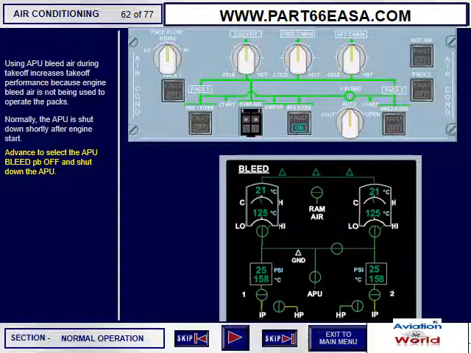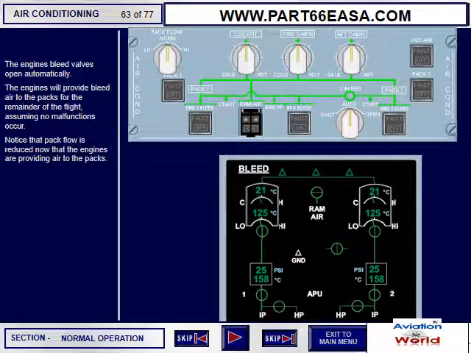Advance to select the APU bleed push button off and shut down the APU. The engine's bleed valves open automatically. The engines will provide bleed air to the packs for the remainder of the flight, assuming no malfunctions occur. Notice that pack flow is reduced now that the engines are providing air to the packs.